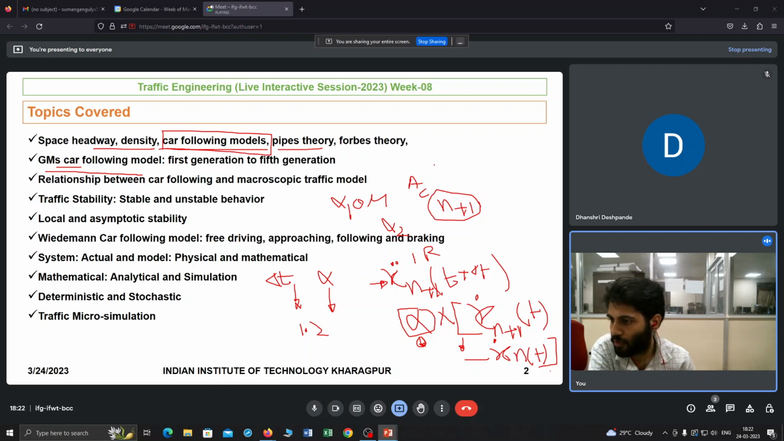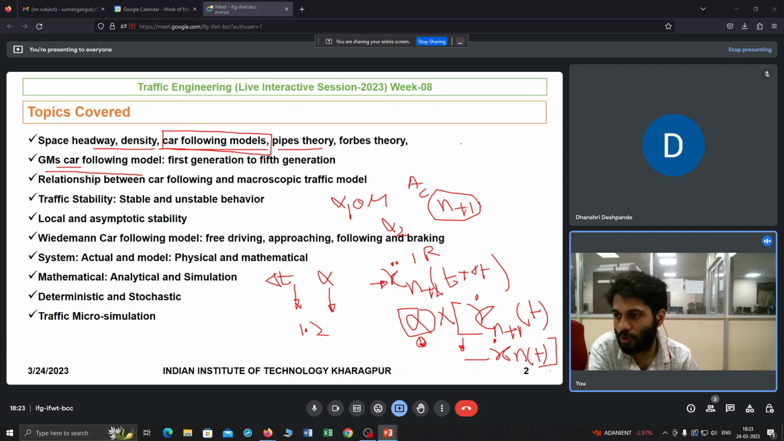Now in the third generation model, people realized the question of how to define low space headway and high space headway. We said that if your space headway is large, you do this, and if it is small, you do this. But how do you determine what is low and what is high, because there is no way to quantify it? So people realized that we have to take the space headway factor into account, because it is an inverse relationship: as your space headway gets lower, your sensitivity gets higher.